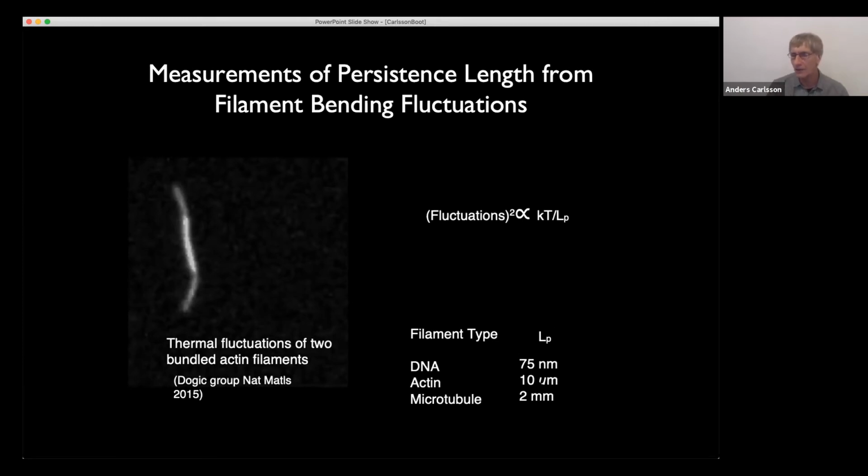For actin, it's about 10 microns. That means it's a little smaller than the size of most cells. And for microtubules, it's huge by comparison. It's 2 millimeters. So a microtubule, left to its own devices on the scale of a cell, would be basically completely stiff. We see microtubules bend in cells, but that's because they're getting forces exerted on them by molecular motors.